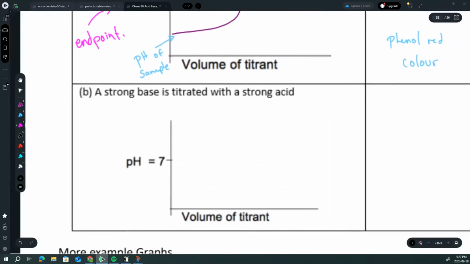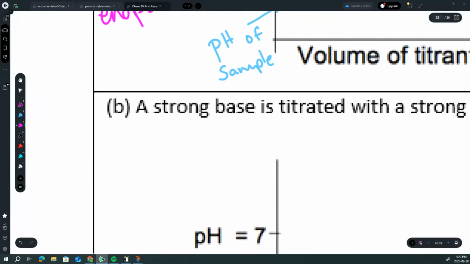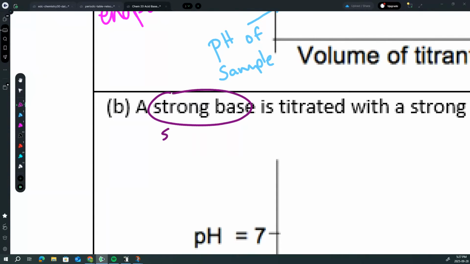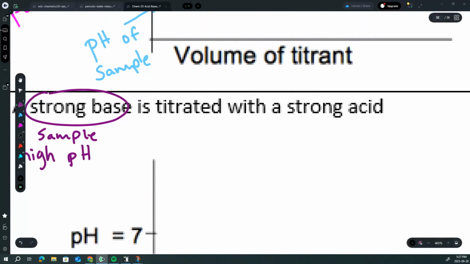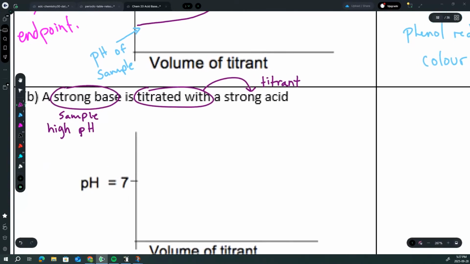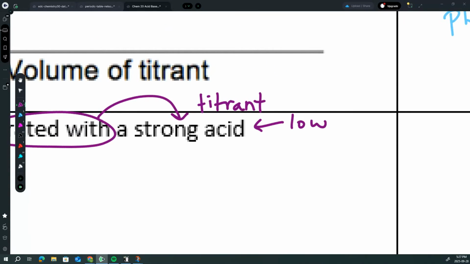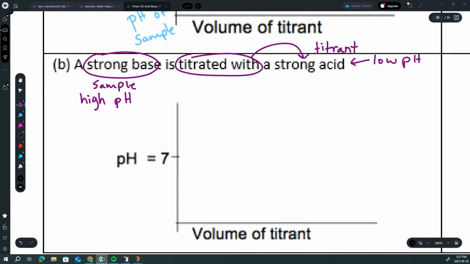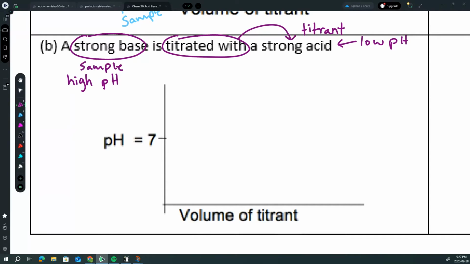Okay. Let's do the same thing with example B here. We have a strong base, so that is our sample, and it has a high pH because it's basic, is titrated with, so this is going to tell us our titrant, which is a strong acid. So acids, they have a low pH. So essentially we're going from high to low here. And once again, I'm going to try and make sure that the steepest part of my graph lines up so that my endpoint is at 7. There you go.